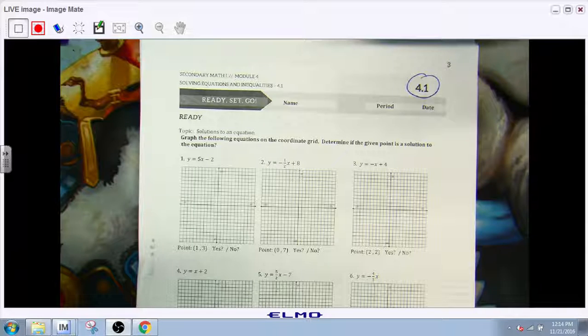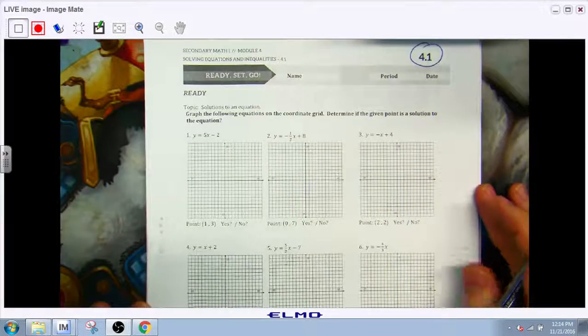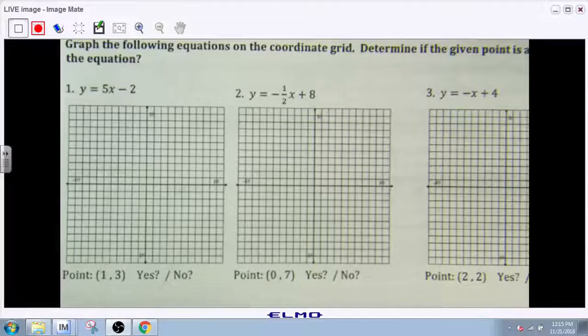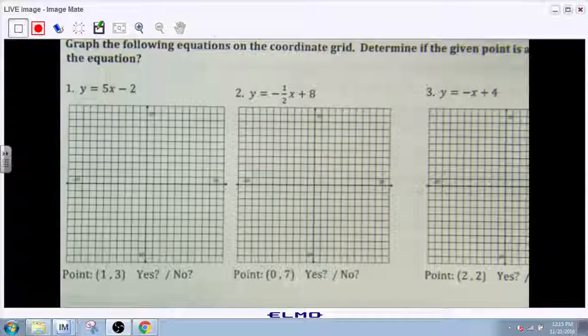Today we start with graphing linear equations and then determining whether or not a point is a solution for that equation. So I'm going to start with number 2 here. We'll go over a couple things. First thing that it's going to ask us to do is just to graph the equation.